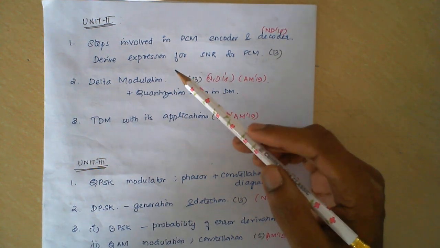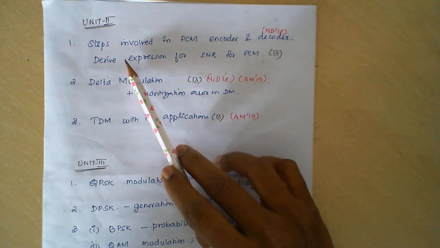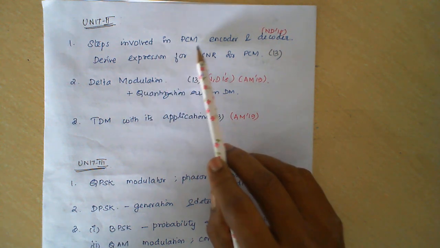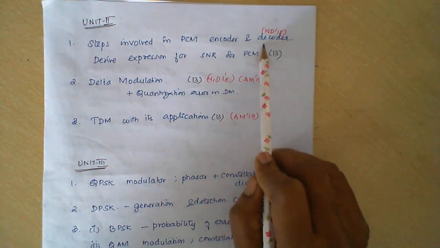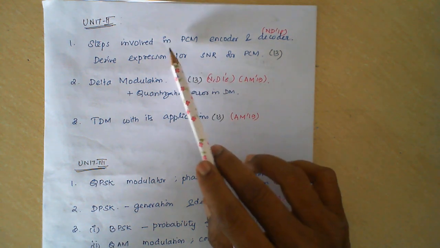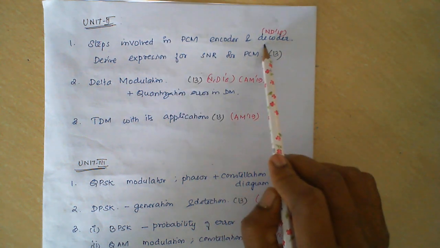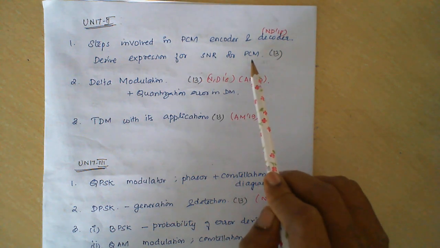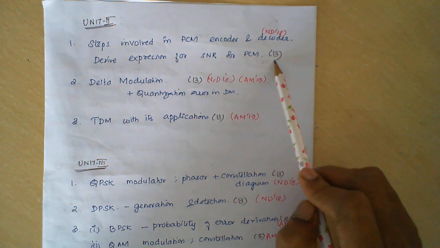Under unit 2, the question they have asked is the steps involved in PCM. So the PCM encoder and decoder and the expression for PCM SNR. You should write what the PCM encoder and decoder are, as well as derive the SNR for PCM. This is asked as a 13 mark question.